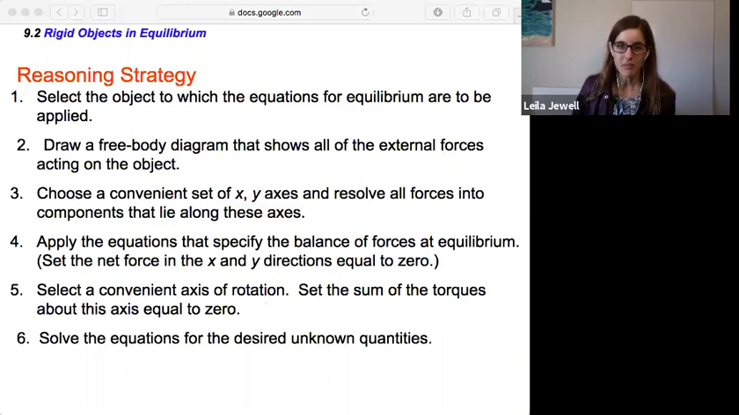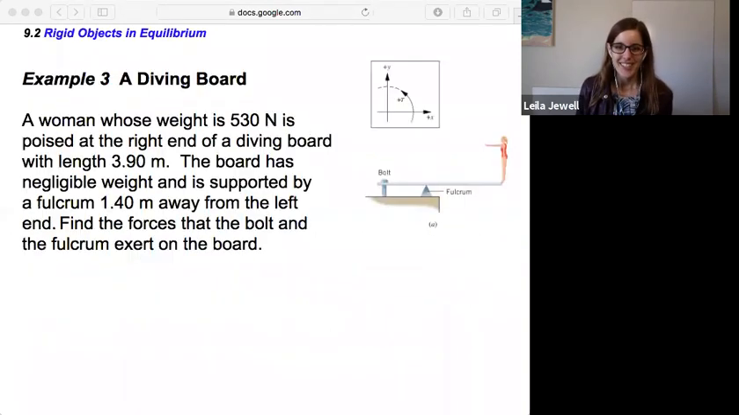All right, let's try this out, see how it goes. So example 3, a diving board. A woman whose weight is 530 newtons is poised at the right end of a diving board with a length of 3.9 meters. The board has a negligible weight and is supported by a fulcrum 1.4 meters away from the left end. Find the forces that the bolt and the fulcrum exert on the board.